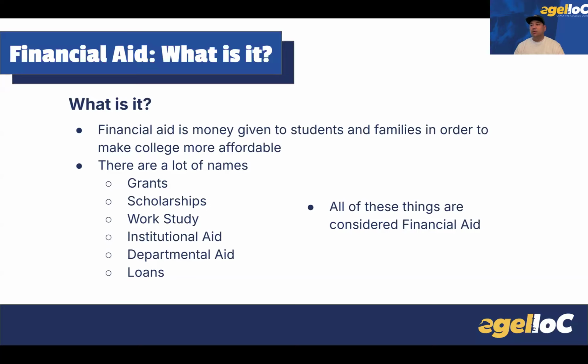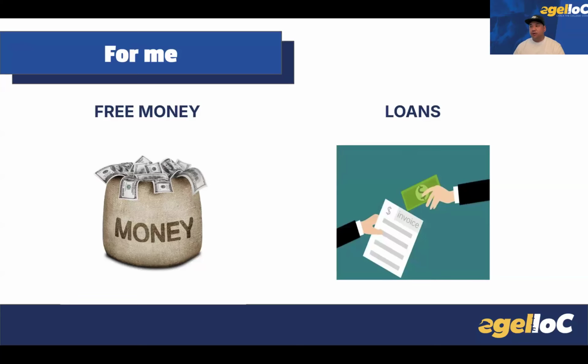So don't really worry about what it's called, right? Just focus on these two pots of money. There is free money out there that never needs to be repaid, and there are loans. Those are the only two types of money that are out there. Don't worry what it is called.